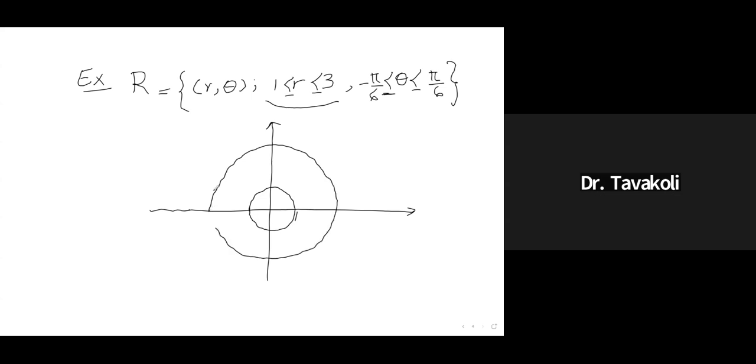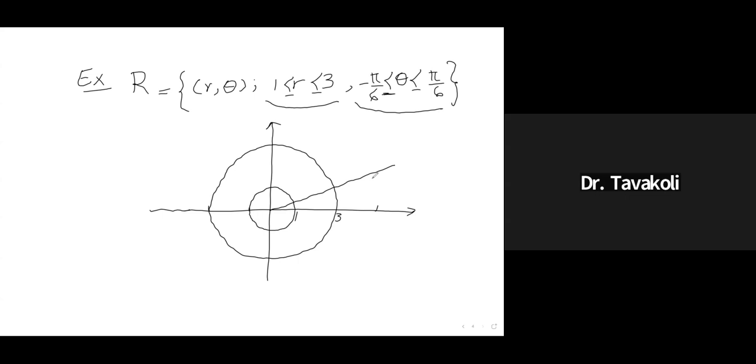Circle like this. So that R between 1 and 3 is the region that you see bounded by these two circles. But I don't want all of it. I want those who also make an angle from minus pi over 6 to pi over 6. Suppose this line makes an angle of pi over 6, or 30 degrees.